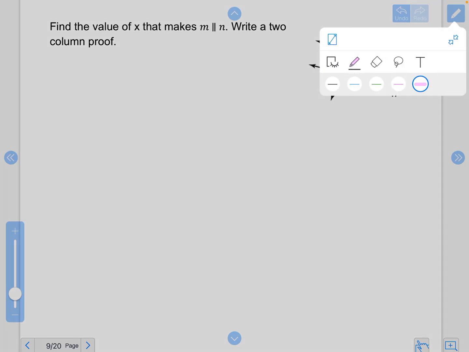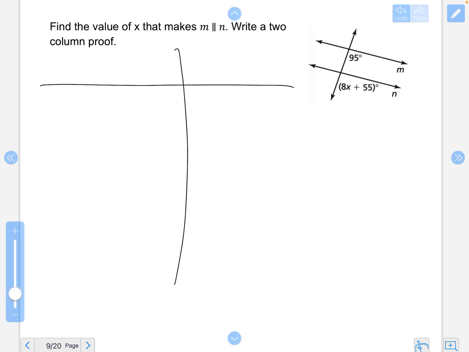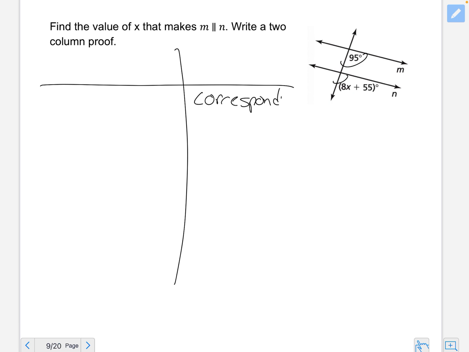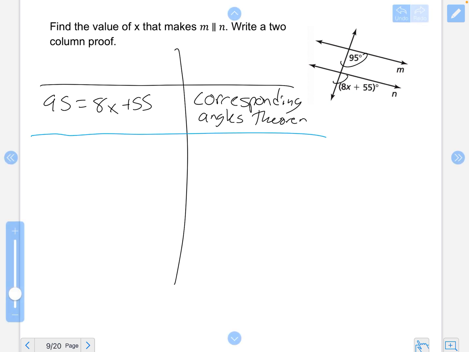Now let's talk about this one. I'm going to have you write a 2-column proof. Our given is already right here. We know that these two angles are corresponding angles, so we're going to use our corresponding angles theorem. Because they're corresponding, we're going to set 95 equal to 8x plus 55. Then I want you to complete this like it's an algebraic proof. Subtract your 55, divide by 8, and all of that. That's kind of a baby proof, just introducing us to the concept.